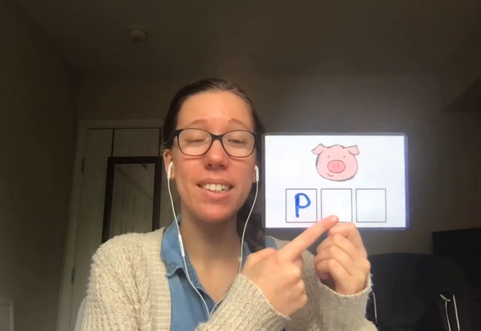Very good. P says P. So I wrote the letter P with my blue marker, since P is a consonant. What's the next sound we hear in pig? That's right, the next sound is I. What letter says I? Awesome job. I says I. So I'm going to use my red marker to write the letter I, since I is a vowel.